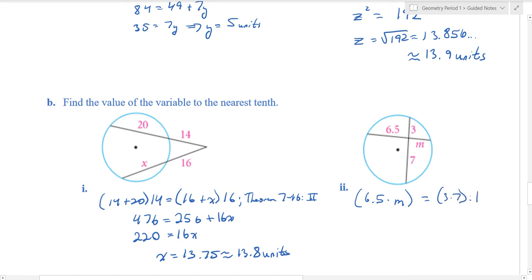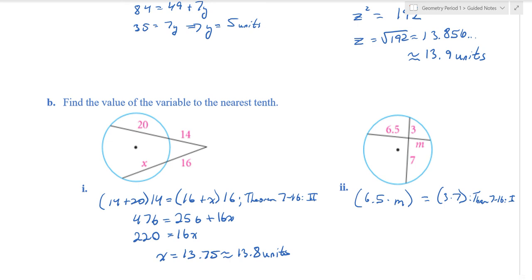And that is because of theorem 716 type 1. Let's see if I can write that smaller. Theorem 716 type 1. Oh, a lot better.